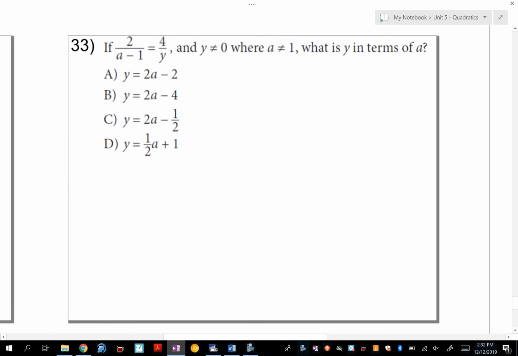Oh, Kenya, another question about a proportion. It says, if 2 over a minus 1 equals 4 over y, and then it tells you y can't be 0. Why can y not be 0? You cannot put it in the denominator. Awesome. Now, it can't be 1, because 1 minus 1 would be 0. What is y in terms of a? So you're solving for y. When it says y in terms of a, that means solve for y.